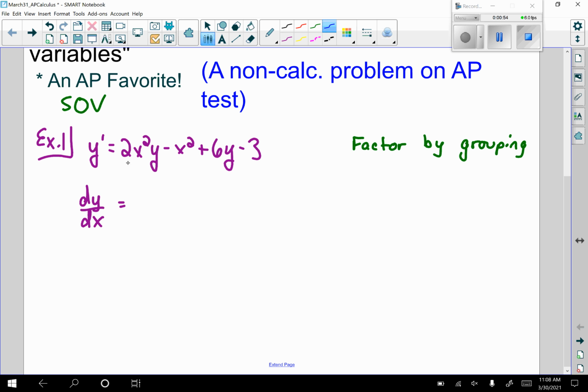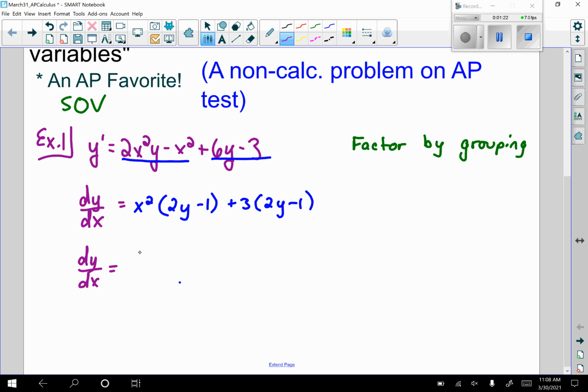And then what I'm going to do is look at my first two terms and notice what they have in common, an x squared. So we're going to factor out an x squared. What will we have left? A 2y minus 1. And then my last two terms, I can factor out a positive 3. And then what do I have left? A 2y minus 1. So that's a good sign that the 2y minus 1's match. We call those common binomial factors. So now dy over dx is going to equal, we'll factor out the 2y minus 1, and then we're left with x squared plus 3.